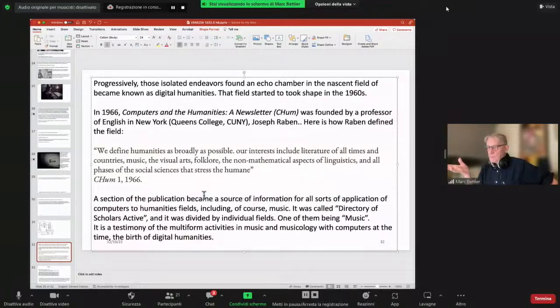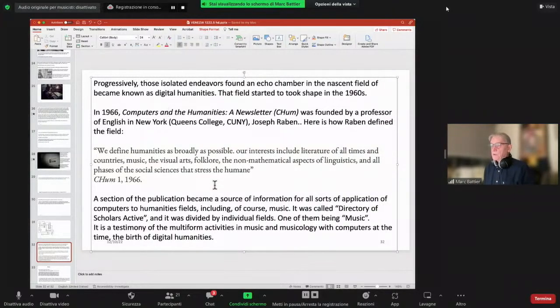We define humanities as broadly as possible. Our interests include literature of all times and countries, music, the visual arts, folklore, the non-mathematical aspects of linguistics, and all phases of the social sciences that stress the humane. A section of the publication became a source of information for all sorts of application of computers to humanities fields, including, of course, music.